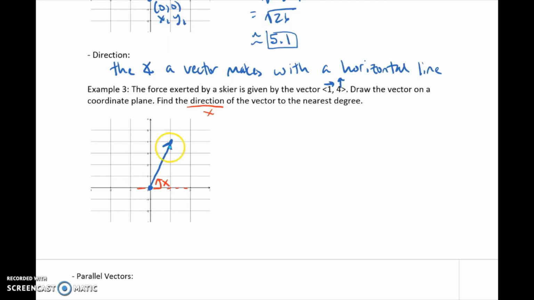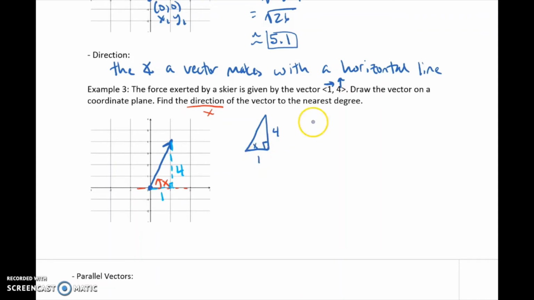Well, remember that right triangle I pointed out earlier? Use your rise and your run to get that right triangle. So we have a run of 1, a rise of 4. I'm going to redraw this really quick. So here's my right triangle. I'm looking for x. I have 1, I have 4. What is the correct trig ratio?